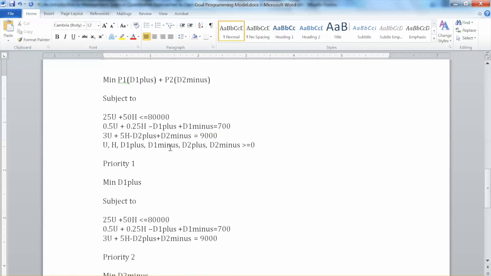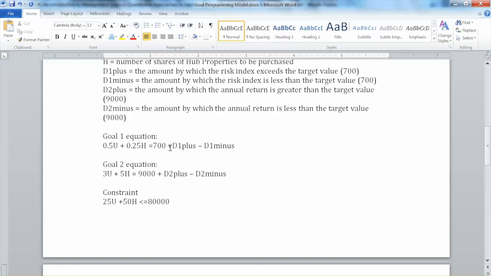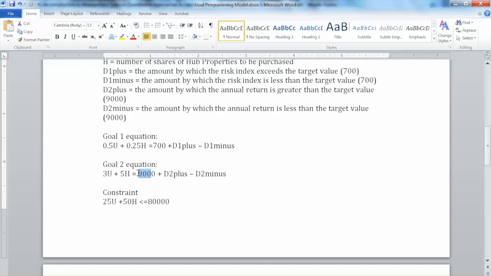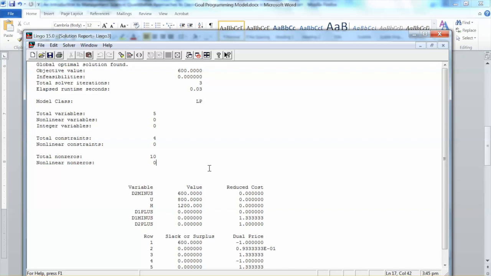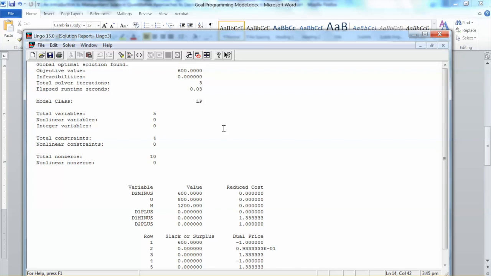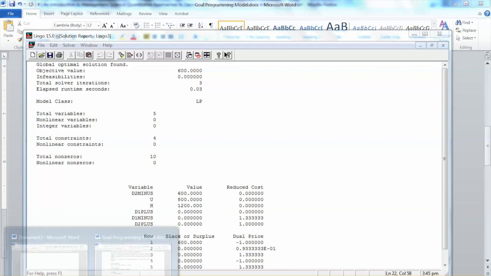Let's look at the goal equation that we have for goal 2. D2 plus is 0. D2 minus is 600. The annual return is 9,000 minus D2 minus. Thus, this solution shows that the annual return that we can earn is $8,400. In conclusion, by solving this goal programming model, we found an optimal solution which allows us to meet the first goal and earn the best annual return for the second goal, given that goal 1 is met.